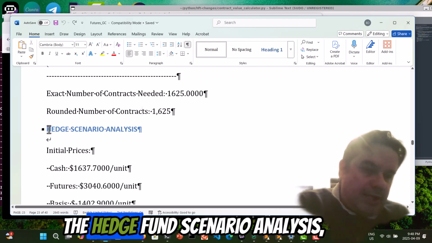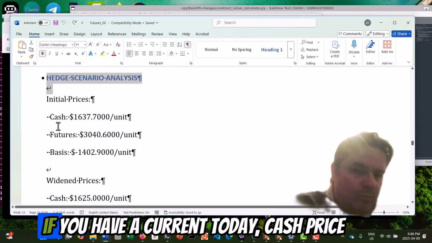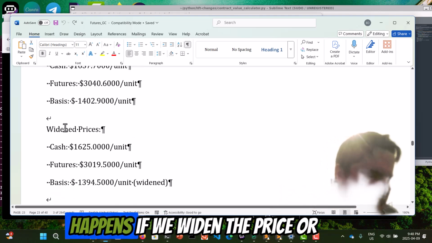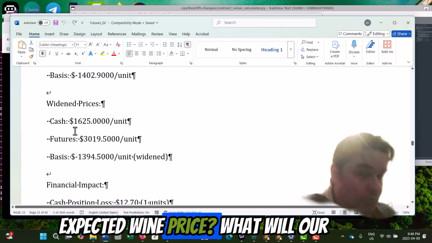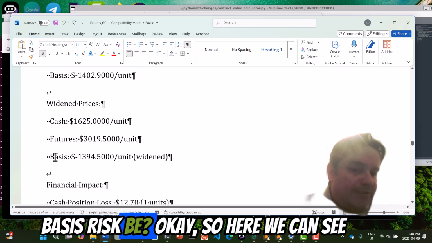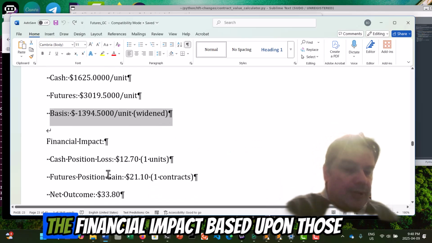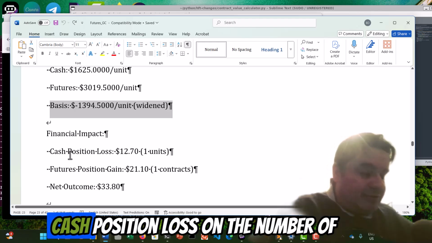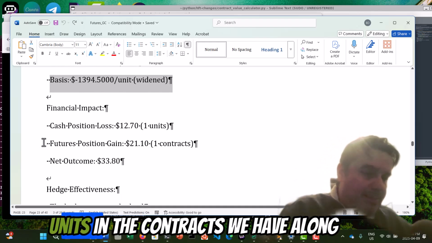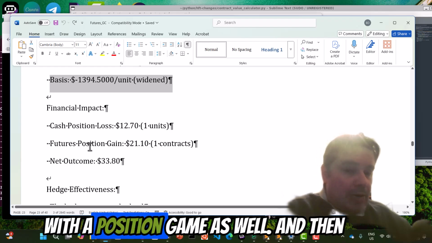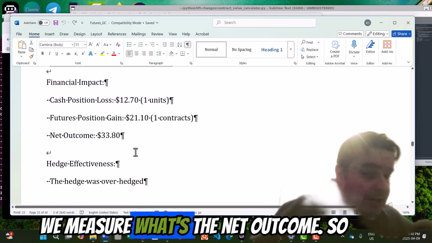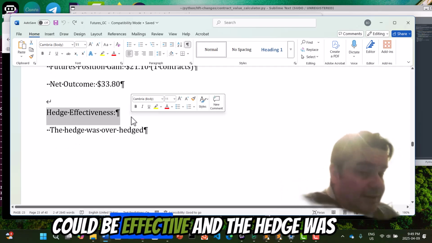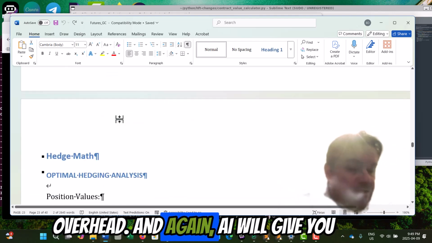So here again, with the hedge fund scenario analysis, if we have a current cash price and futures price, what's our basis? What happens if we widen the price, or expected widened price? What will our basis risk be? Okay. So here we can see the financial impact based upon those forecasts. We can see if we get a cash position loss on the number of units and the contracts we have, along with the position gain as well. And then we measure what's the net outcome. So in this case, the hedge could be effective, or the hedge was overhedged.